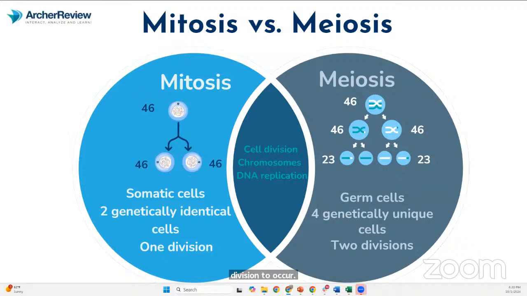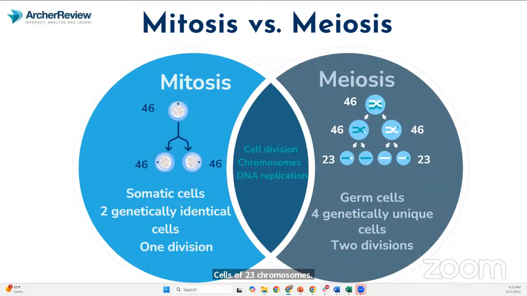Mitosis is starting with a parent cell of 46 chromosomes and ending with 2 genetically identical daughter cells with 46 chromosomes. Whereas meiosis is starting with that parent cell, the spermatocyte, and ending with our 4 genetically varied cells of 23 chromosomes.